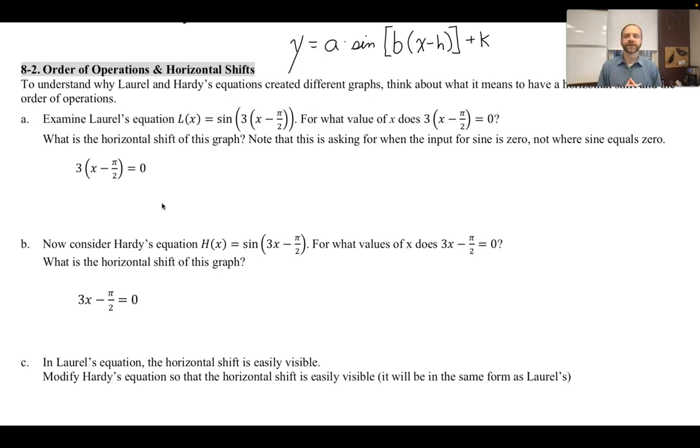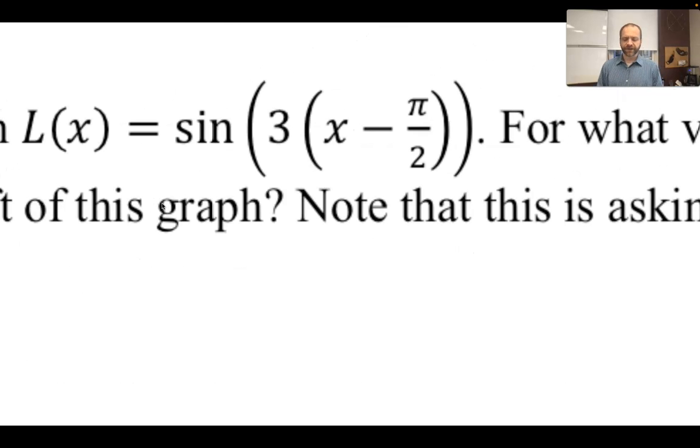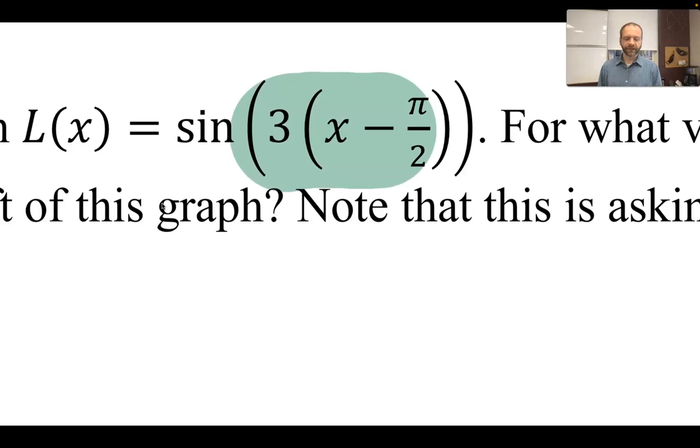You know, what's the horizontal shift? Note that this is asking for when the input of sine is 0, not where sine equals 0. Let's focus on that. If I'm setting this parentheses equal to 0, I'm inputting 0 into sine. That's what that last sentence is telling us.